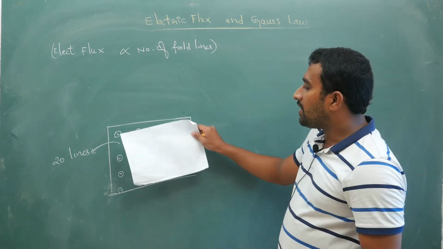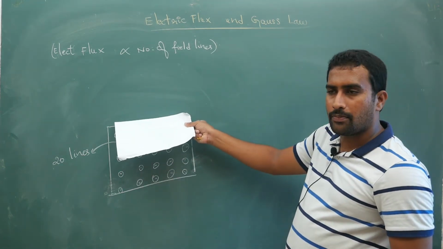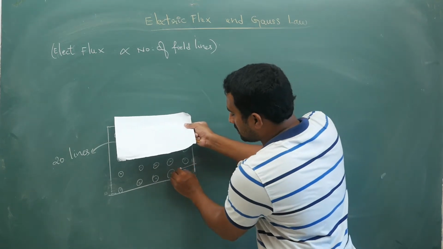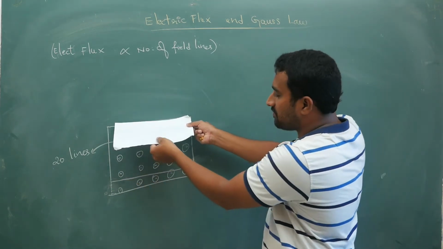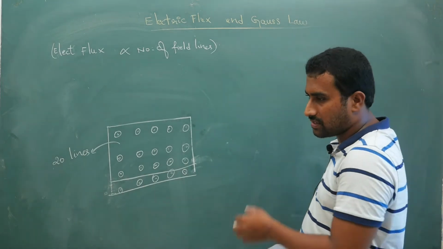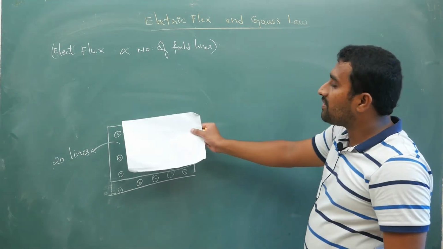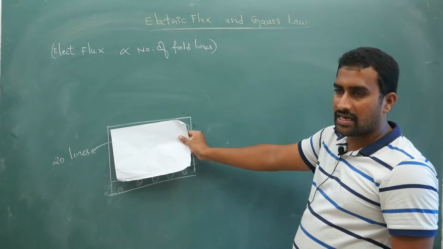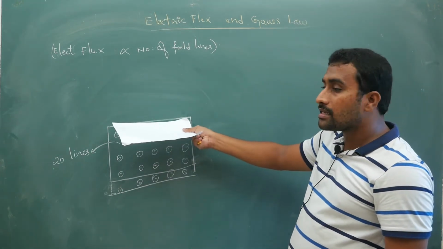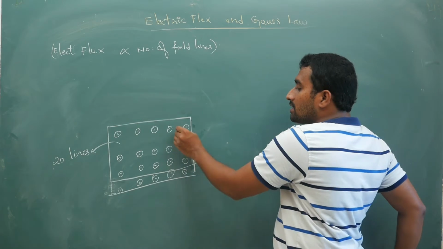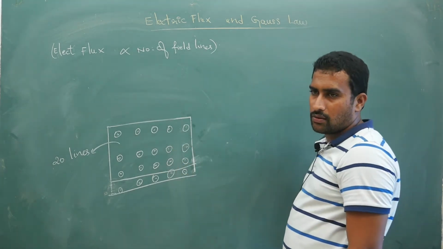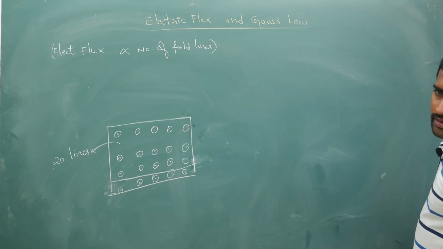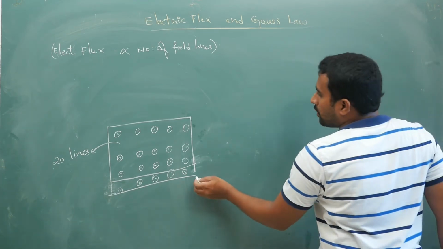Now if I tilt this paper upwards like this, then the field lines that come out of this will not pass through the surface. Initially when it is like this, how many lines are passing through this? 20. Now if I slightly tilt it upwards, only 3 rows of lines are going out like this, that means only 3 into 5, 15 lines are going. Now keep this point in mind.